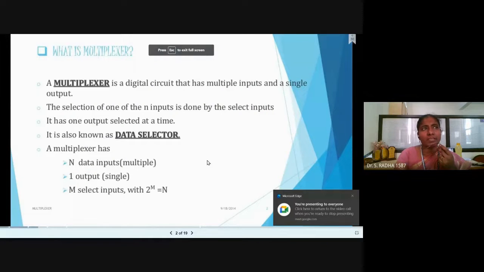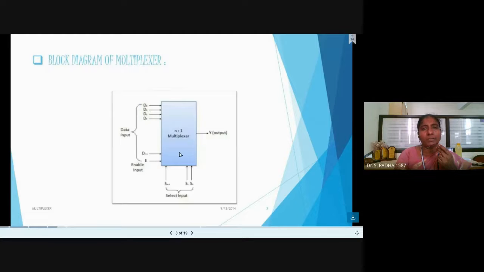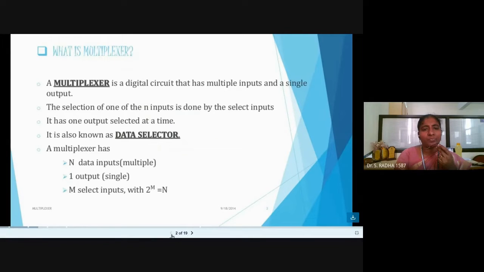In the Venn diagram, in some logics, many to one, one to many options you might have studied in mathematics also. Okay. So this is the symbol for multiplexer. So many inputs can be applied to a single system, and whichever input you want to get on the output, that selection can be done. Many to one is the other name for multiplexer. It is a data selector.